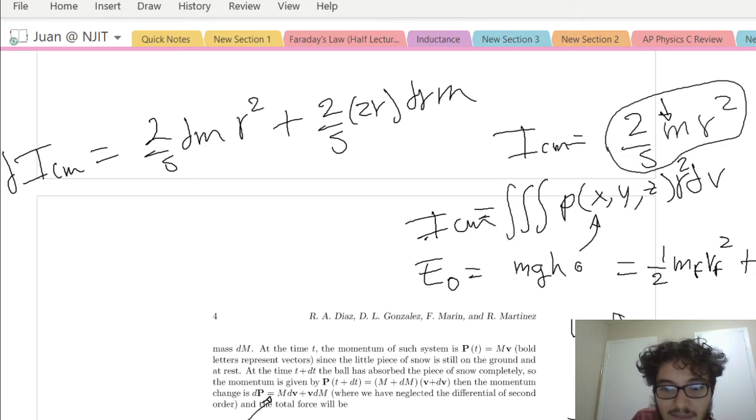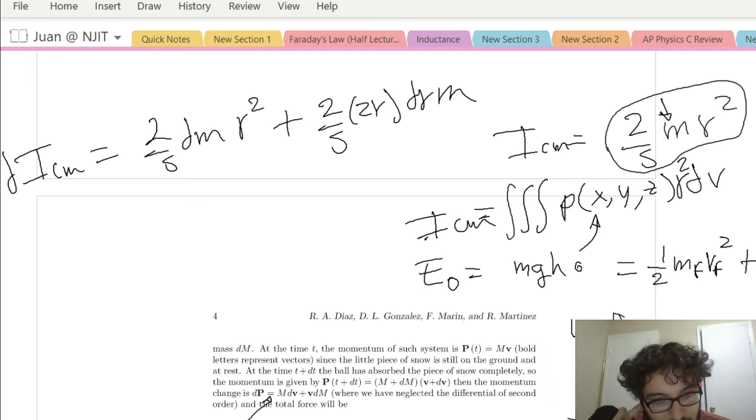So then we have one half I omega squared as the rotational kinetic energy. So it's not very trivial, right? And then they say that we have neglected the differential of the second order. So okay, apparently there would have been a second order differential equation.